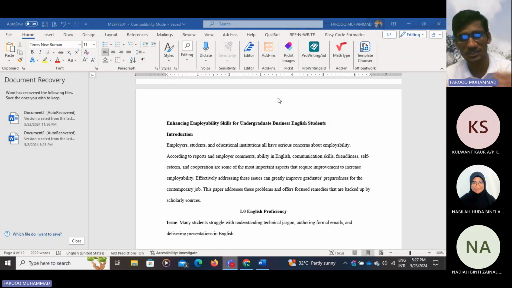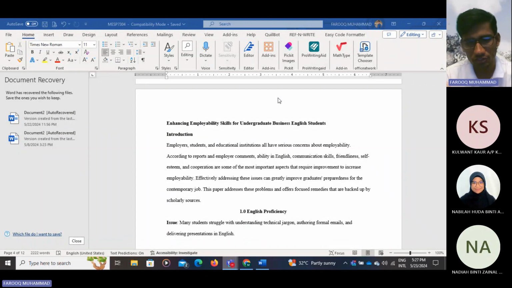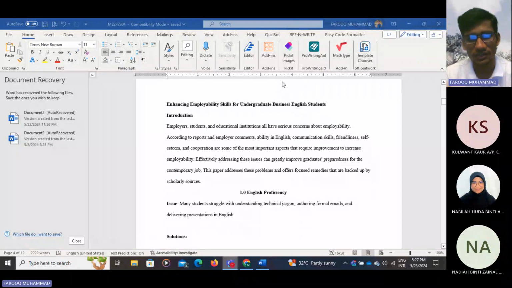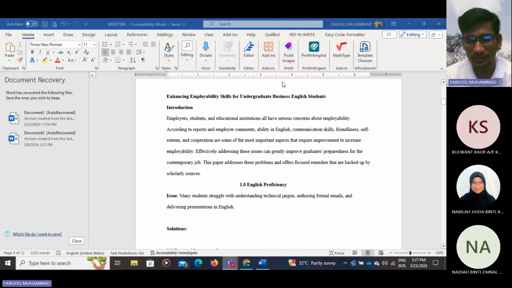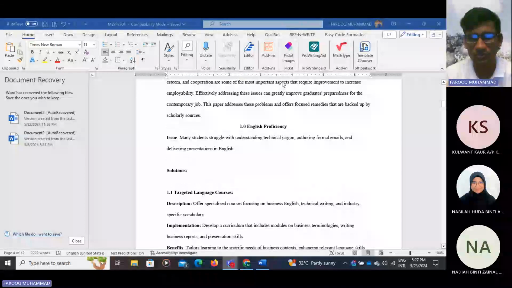According to the reports and employer comments, ability in English, communication skills, self-esteem, friendliness, and cooperation are the most important aspects and require improvement. Besides this, we will first focus on English proficiency, our ability in English, and what kind of English proficiency the students have. So here we will discuss the issue, then we will go for solutions.